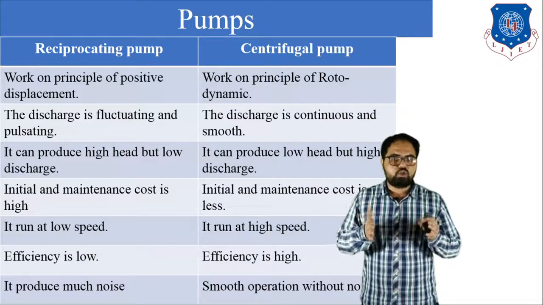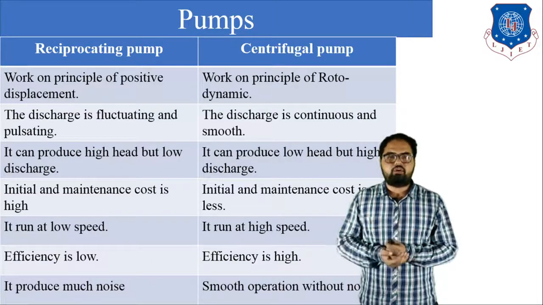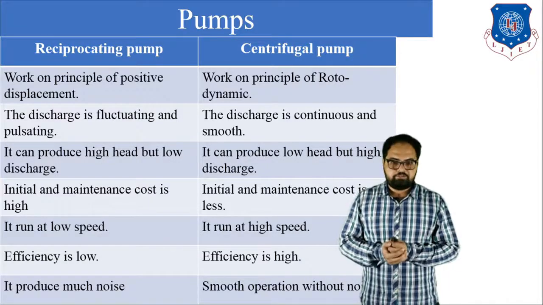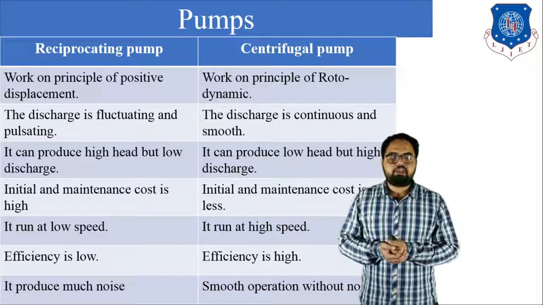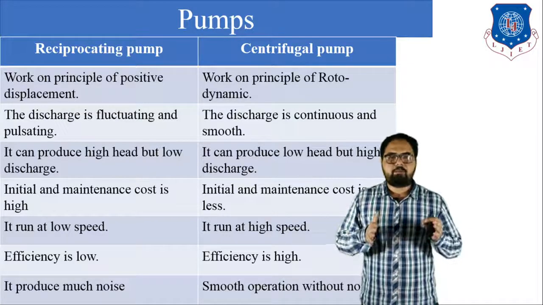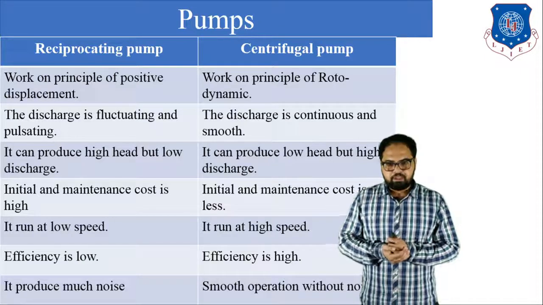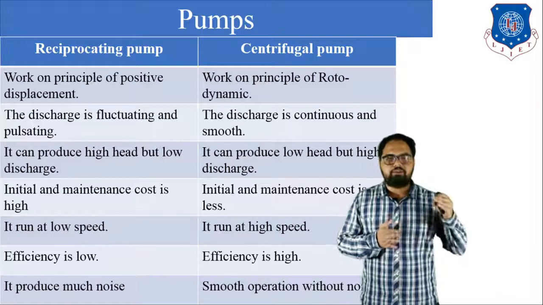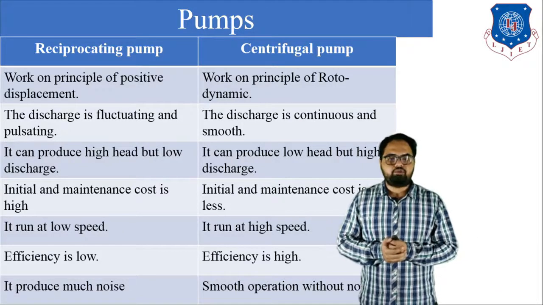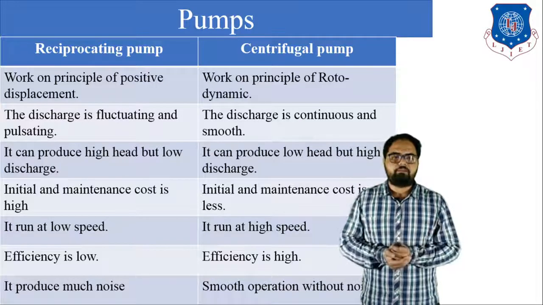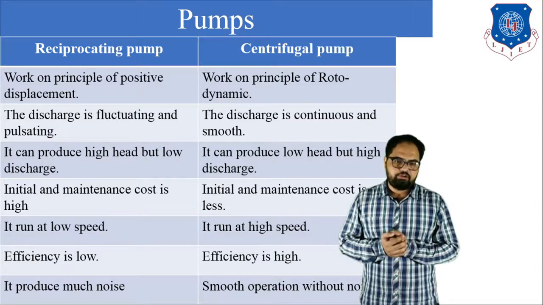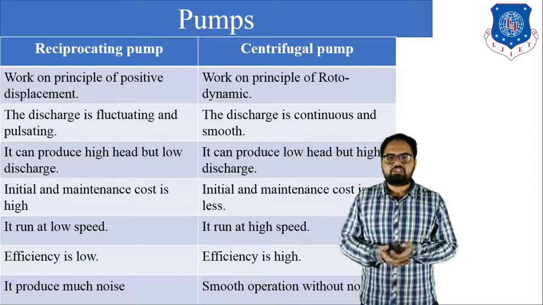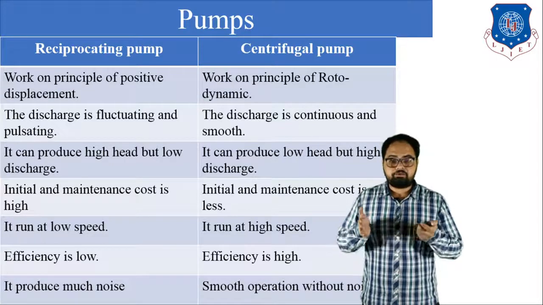Initial and maintenance cost is very high in the case of the reciprocating pump, and initial and maintenance cost is less in the case of the centrifugal pump. The reciprocating pump runs at very low speed, the centrifugal pump runs at very high speed. The efficiency of the reciprocating pump is low, the efficiency of the centrifugal pump is high. The reciprocating pump produces much noise. The centrifugal pump operates smoothly without any kind of noise. So these are the basic differences between the reciprocating pump and the centrifugal pump.